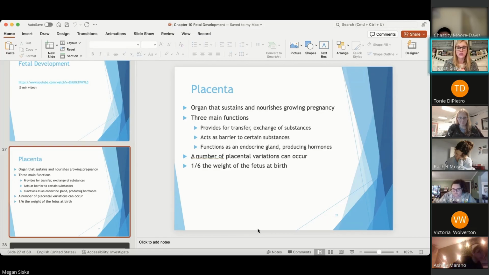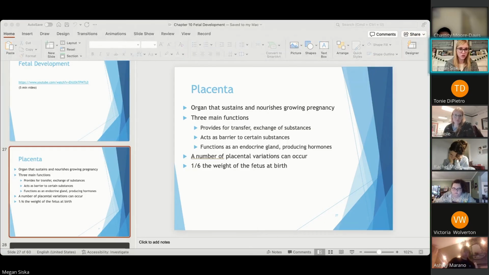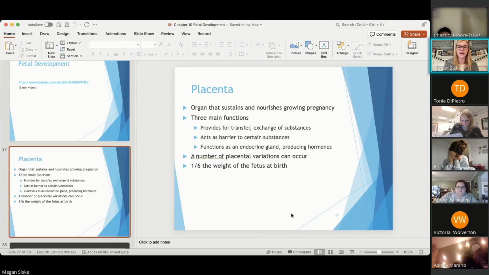There are tons of different variations to placentas. We're not going to cover all of them, but Nicole had just mentioned a velamentous cord insertion. There are all these things that can happen with the placenta where it can affect the baby's growth. It can cause complications, but sometimes the placenta is able to still reroute things and work just fine. And it's about a pound or so, which is about 1/6 of the weight of the baby.